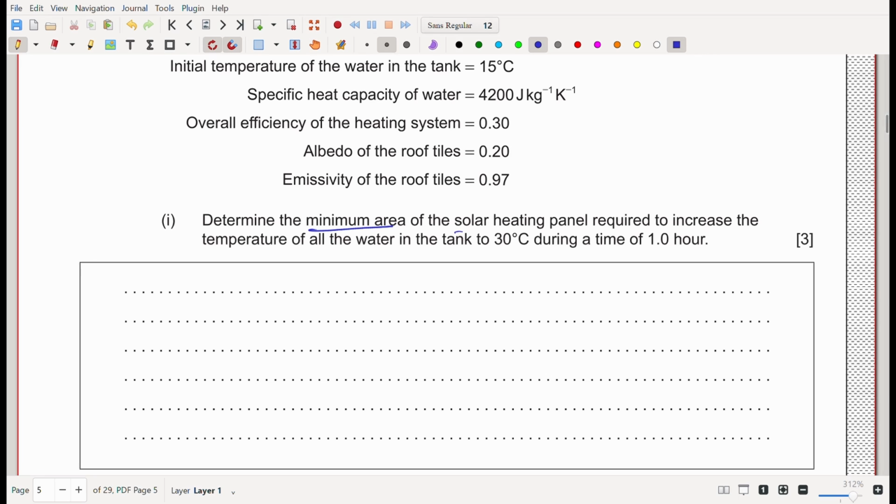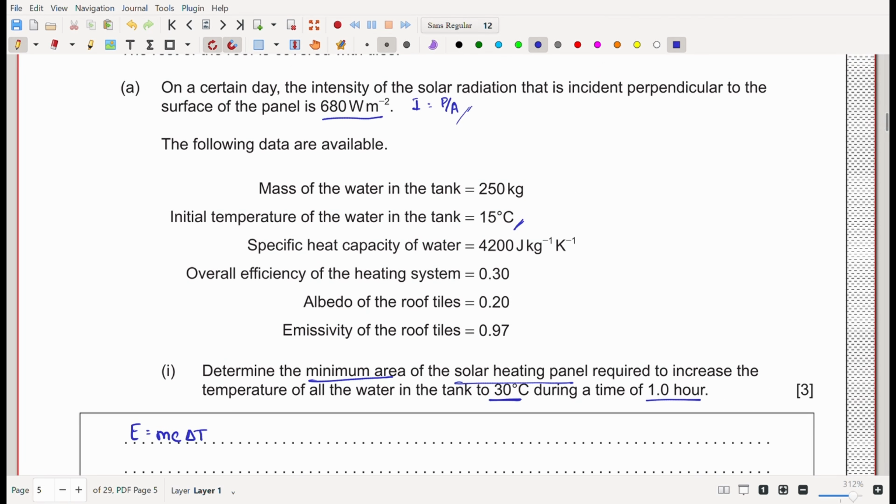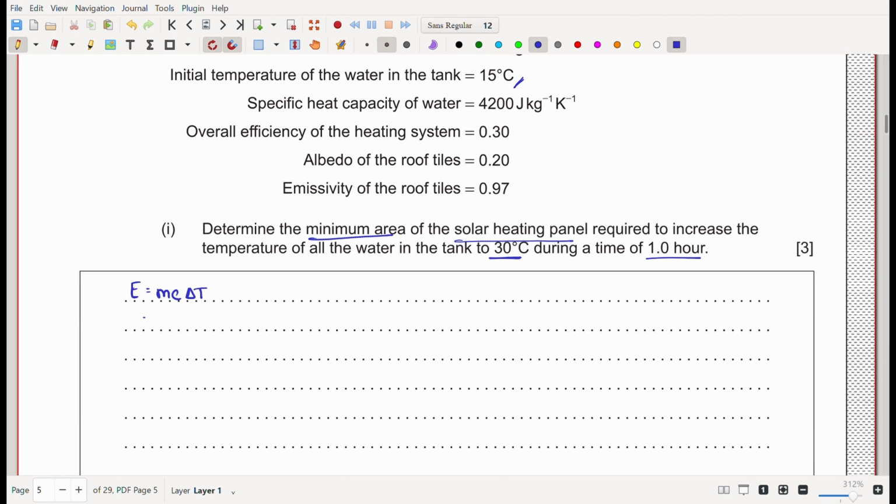Part 1 asks us to determine the minimum area of solar heating to increase the temperature of all the water by 30 degrees Celsius, not by 230 degrees, from our initial value of 15 degrees Celsius in 1 hour. So for this, we can use our specific heat capacity formula, E is equal to mc delta T. Now, this means that we will find the energy required to raise it. But we are given intensity over here. But I'll get to that in a minute.